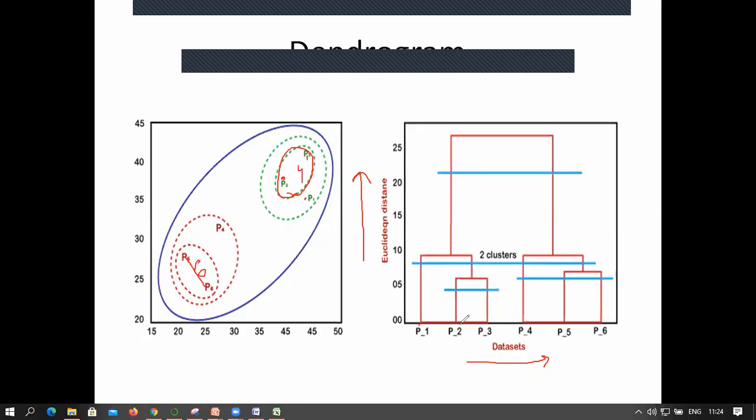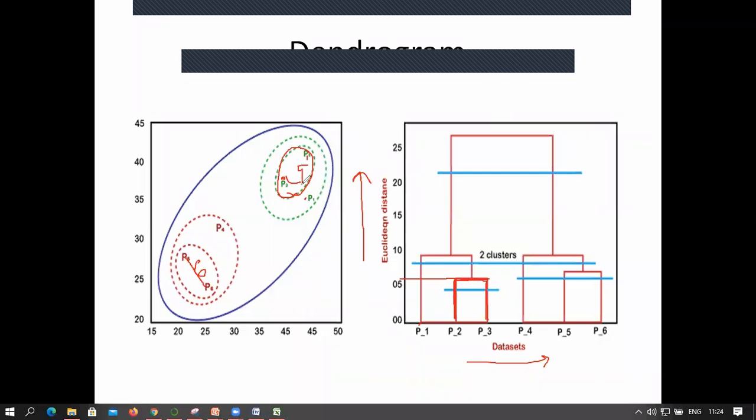So in order to join them, how much distance is there between them? Suppose that is your 5 according to this graph. Okay, so I will draw a line from P2 and P3, and the length of that would be 5. Why 5? Because the Euclidean distance between these two clusters was 5, and I will join them like over here. So it will be a structure like this. Is it okay? Now these two are joined in one.